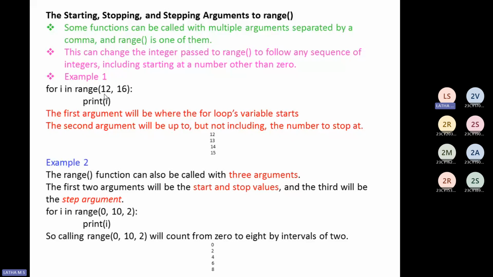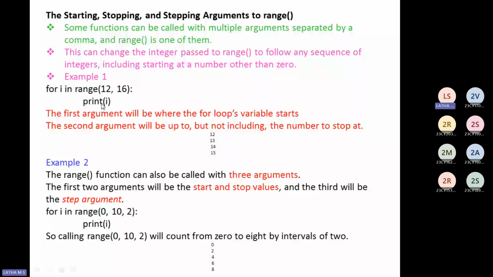For example, you can see on the screen, for I in the range of 12, 16. I am calling for an argument. The function is called range. I am calling range with the arguments 12, 16. That is what I am passing on. So it will print I. So for statement I am using for I in a range of 12, 16 print I. That is an argument what I am calling.